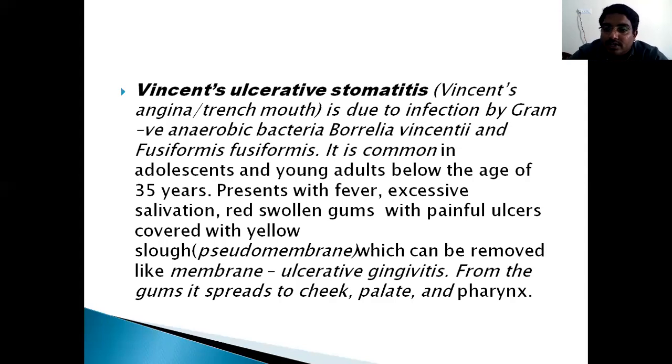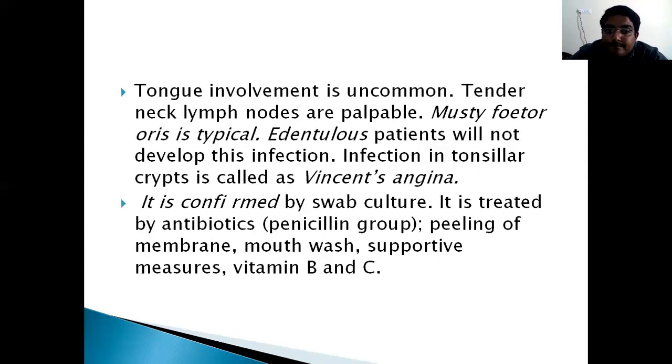It mostly occurs due to infection by gram-negative bacteria. It affects adolescents and is most common below 35 years old. Tongue involvement is uncommon. Tender lymph nodes will be palpable, and the infection in the tonsillar crypts is called Vincent angina. It is confirmed by swab culture.